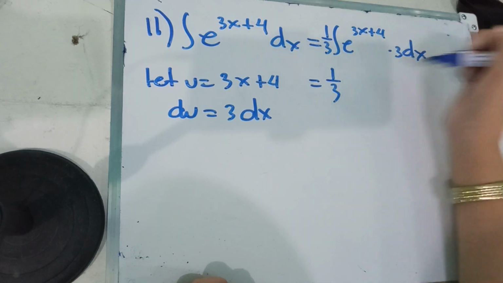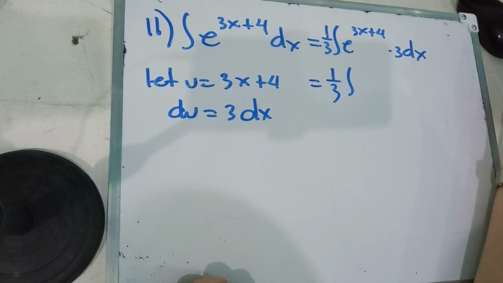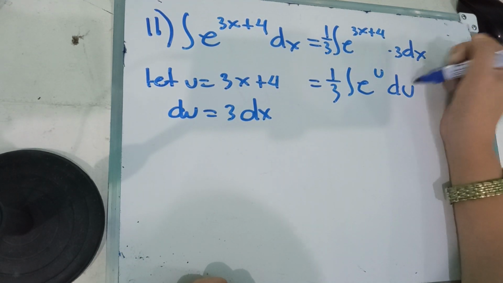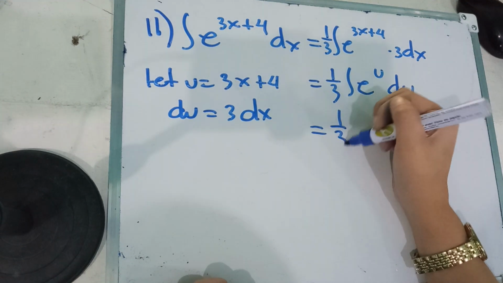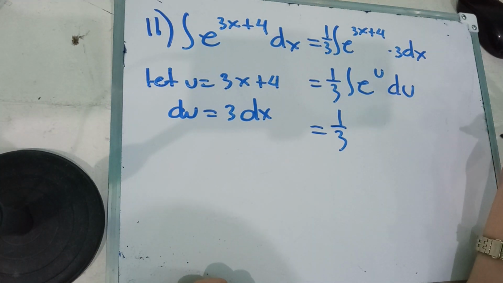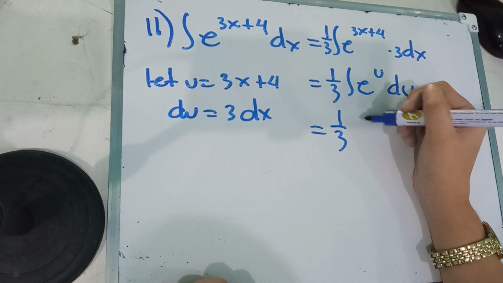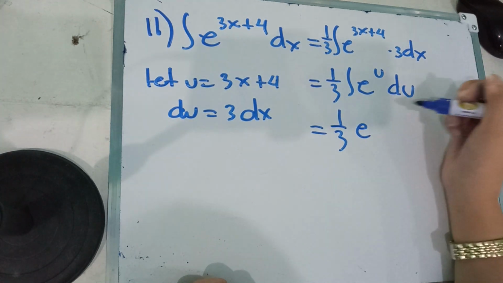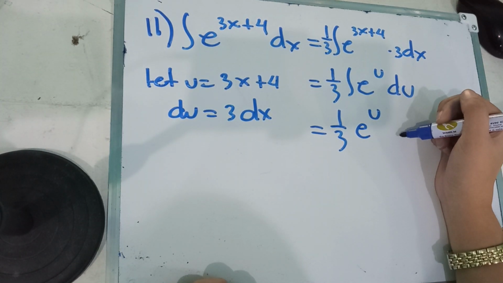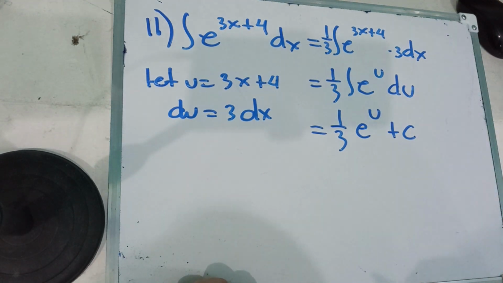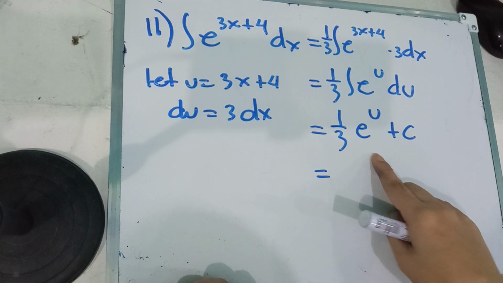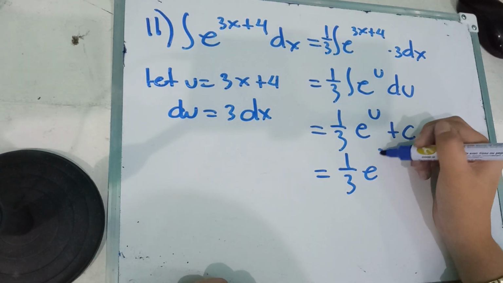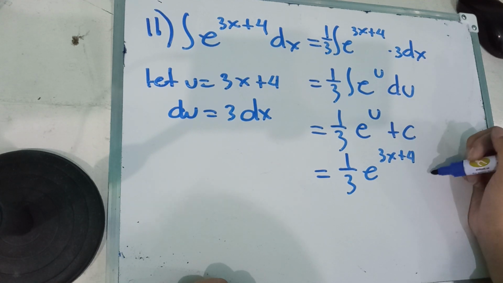Now using u substitution, that's 1/3 the integral of e to the power of u du. Applying the rule for integral of exponential functions, that is simply 1/3 e to the power of u plus c, and u is simply 3x plus 4, so 1/3 e to the power of 3x plus 4 plus c.